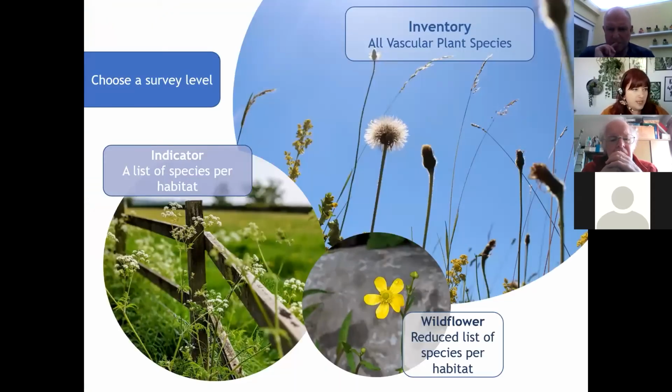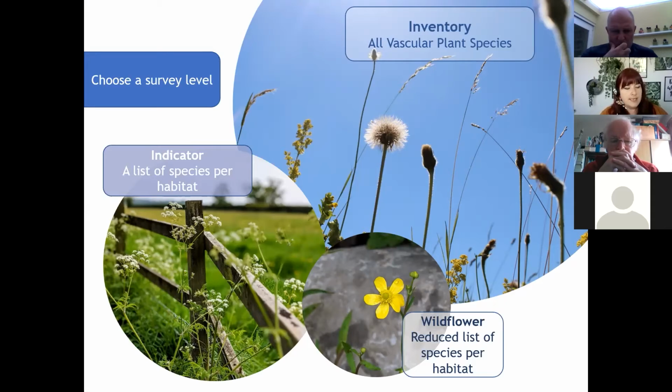So each volunteer, prior to recording the actual species in the field, needs to decide which level they wish to survey at. All of the forms can be used for any of the survey levels. They're all set up the same. So wildflower level, which is the entry level, has, I think, 212 easily identifiable species divided into lists applicable for each habitat, so about 10 to 15 species per habitat.